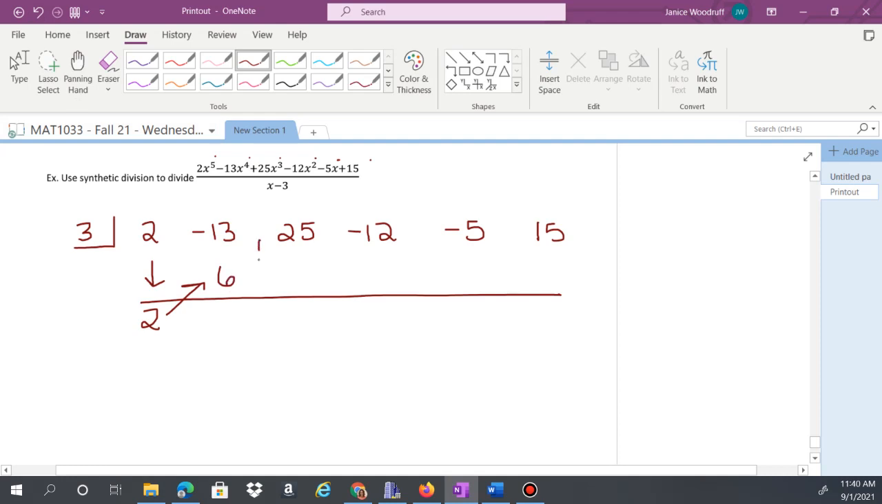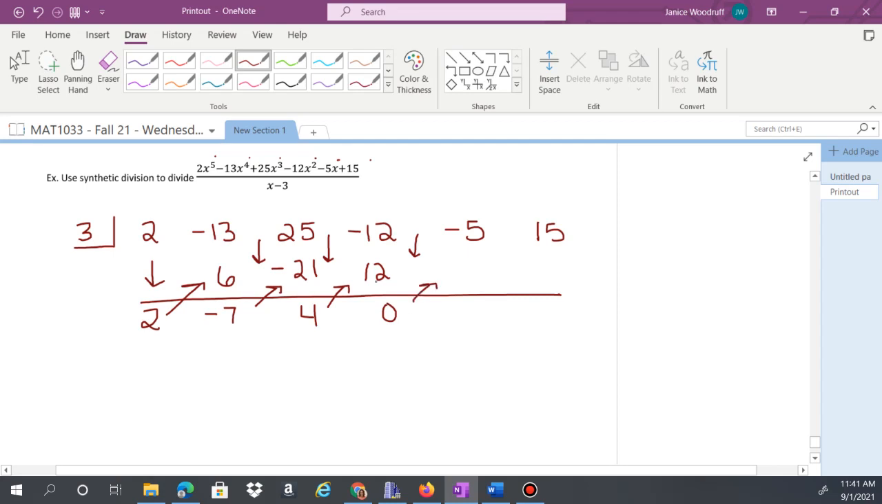Then we're going to add negative 13 plus 6, negative 7. Then multiply, negative 7 times 3, negative 21. Bring this down. 25 minus 21, positive 4. Multiply, 4 times 3, 12. Negative 12 plus 12, 0.